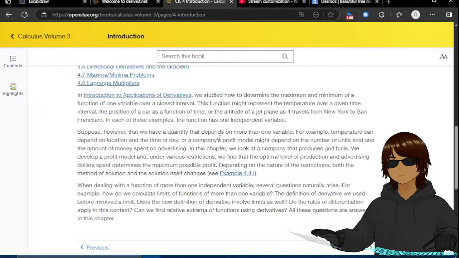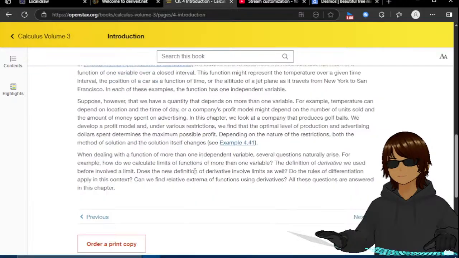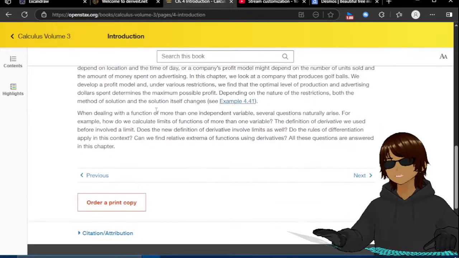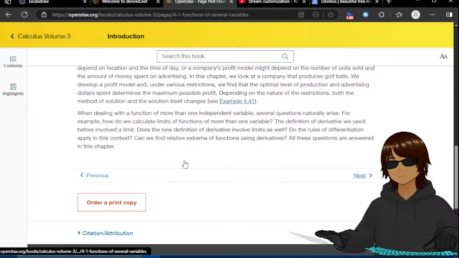Suppose, however, that we have a quantity that depends on more than one variable. For example, temperature depends on location and time of day, or a company's profit model might depend on the number of units sold and the amount of money spent on advertising. In this chapter, we look at a company that produces golf balls. We develop a profit model, and under various restrictions, we find that the optimal level of production and advertising dollars spent determines the maximum possible profit. When dealing with a function of more than one independent variable, several questions naturally arise. For example, how can we calculate the limits of functions of more than one variable? Okay, next chapter.